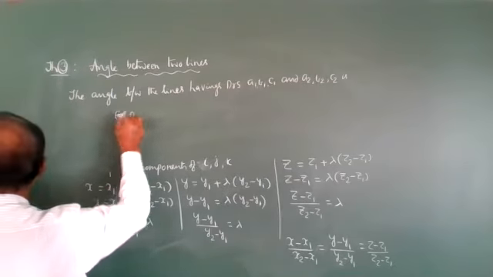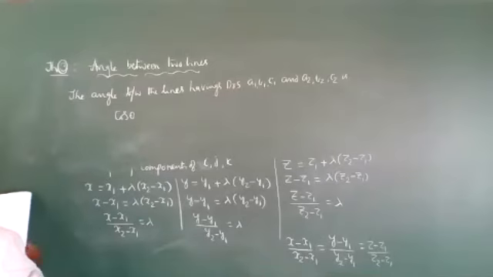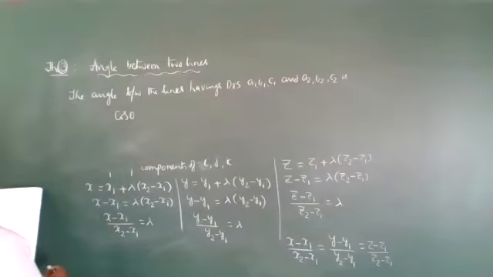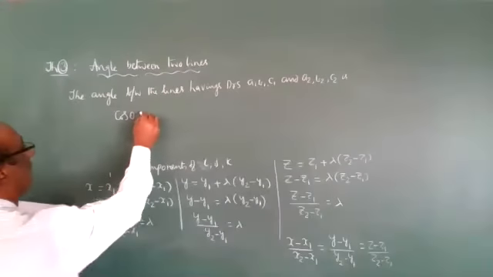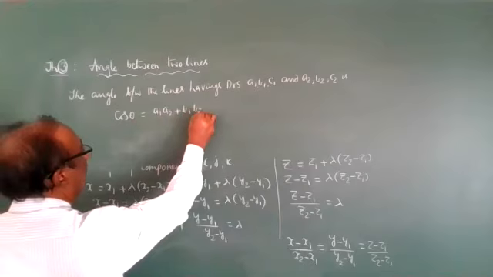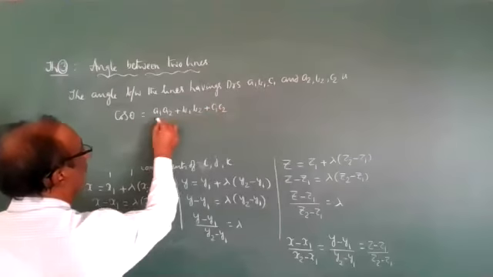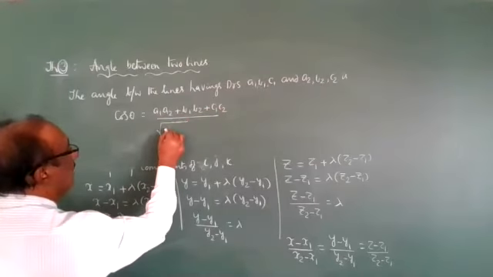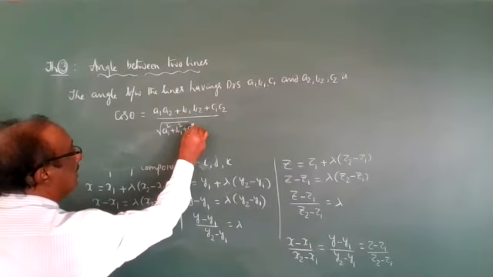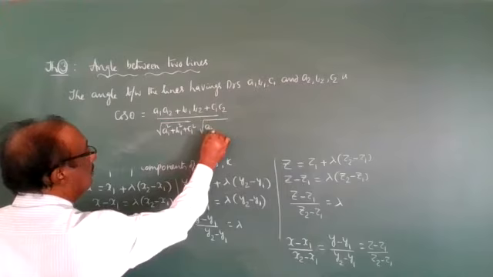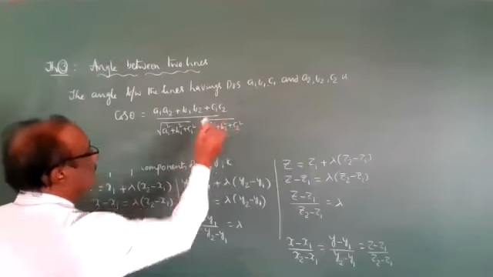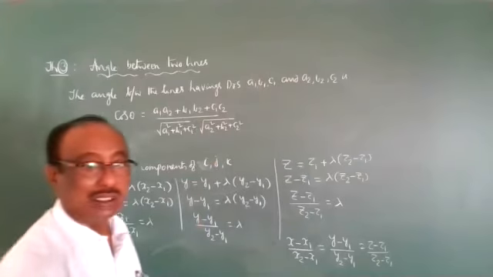is equal to, everyone, cos theta is equal to (a1 a2 plus b1 b2 plus c1 c2) by root over (a1 square plus b1 square plus c1 square) into root over (a2 square plus b2 square plus c2 square). Right. Everyone write down this concept.